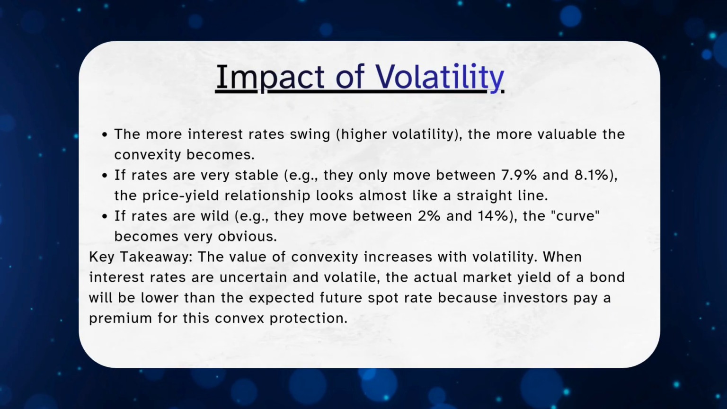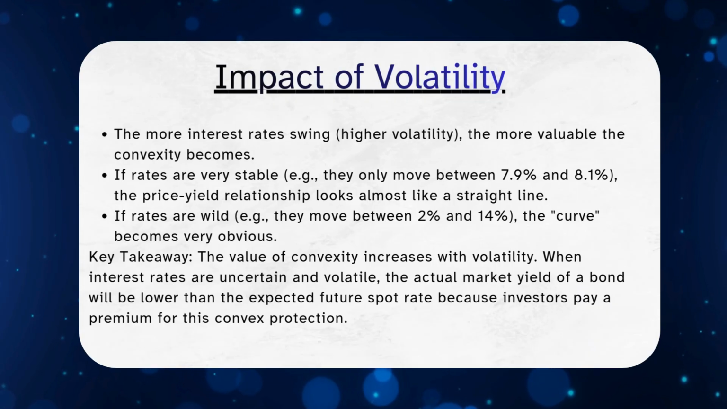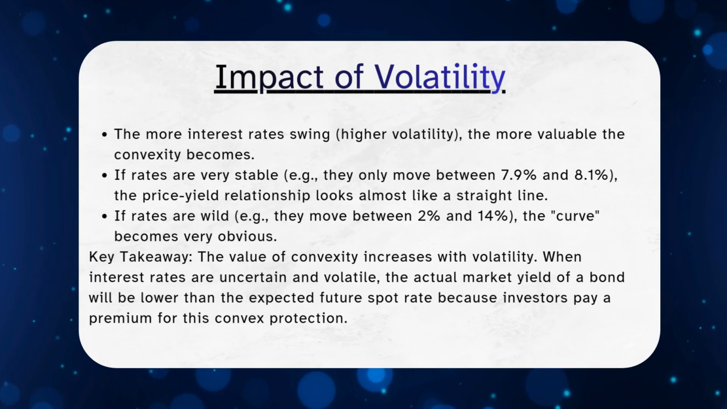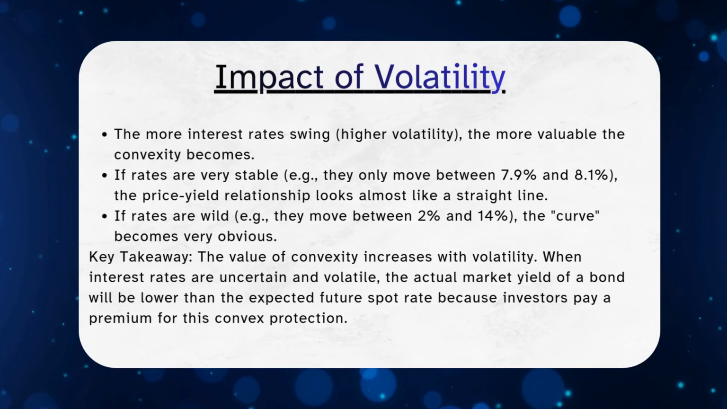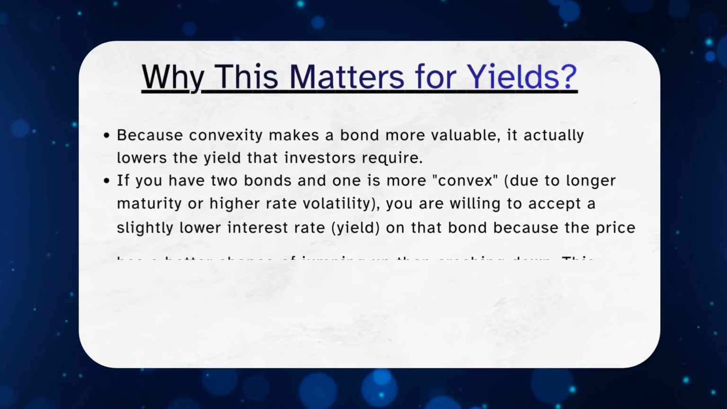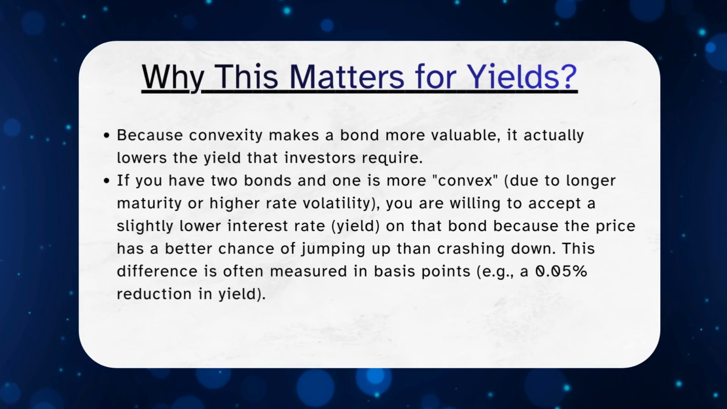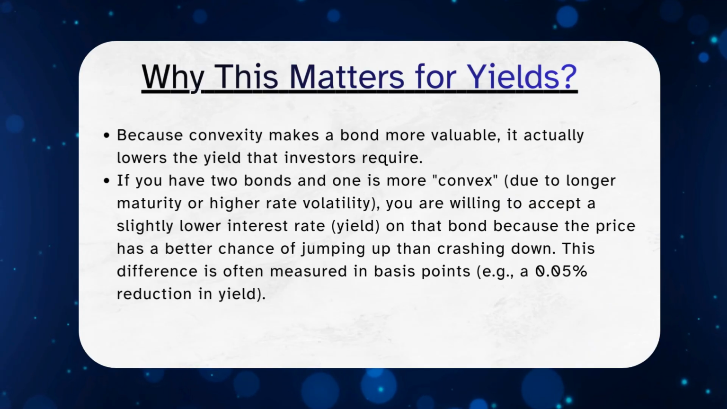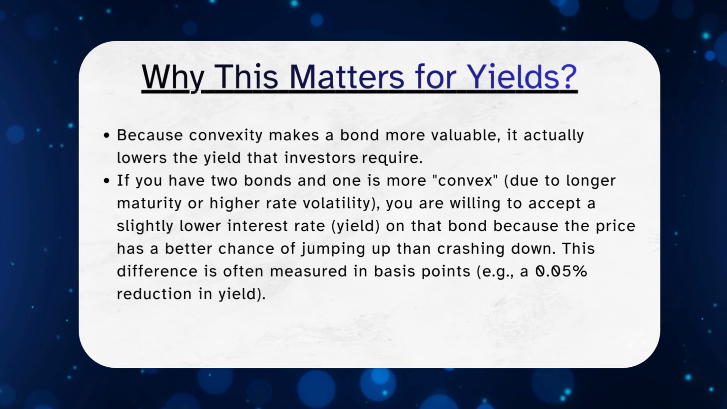Finally, how does this affect your bottom line? Because convexity adds value, investors are actually willing to accept a slightly lower interest rate or yield for bonds that have it. If a bond is highly convex, its yield might be a few basis points lower than you'd expect. In short, convexity lowers bond yields because the price bonus it provides acts as a form of protection. You're paying for that curve by accepting a slightly lower yield, knowing your price is better protected against rate spikes.